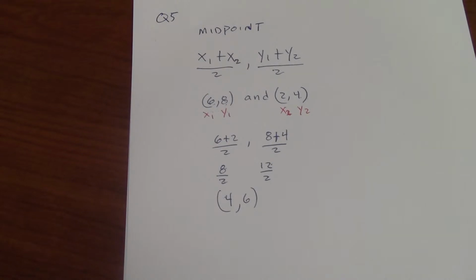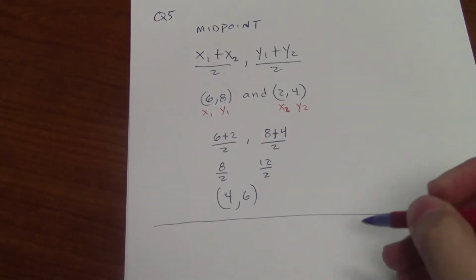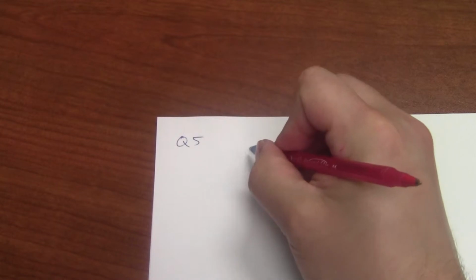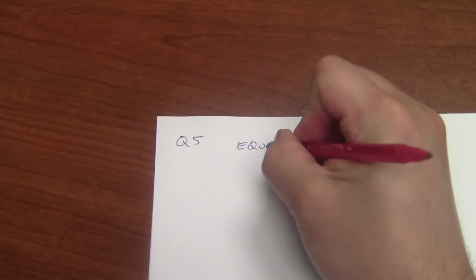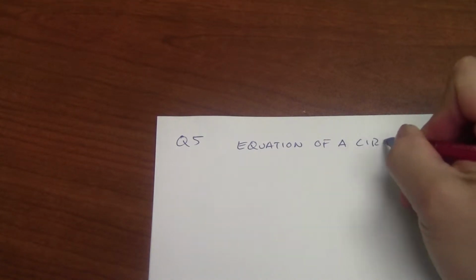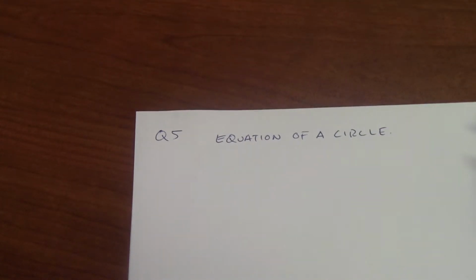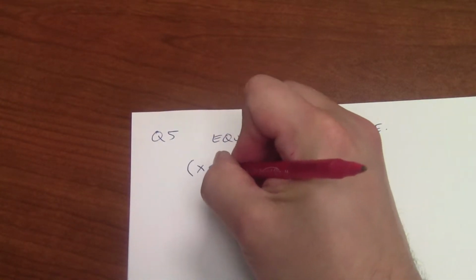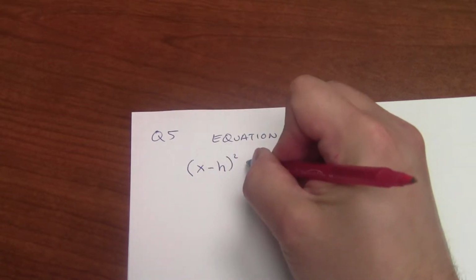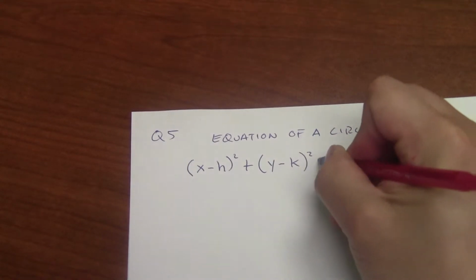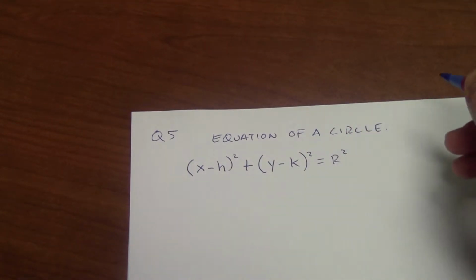All right. The next one we're going to do is quiz 5. Equation of a circle. Once again, not too hard. So let's use a formula. All right, x minus h squared plus y minus k squared equals r squared.